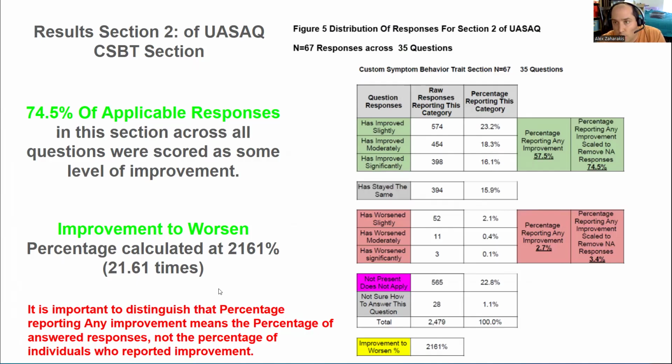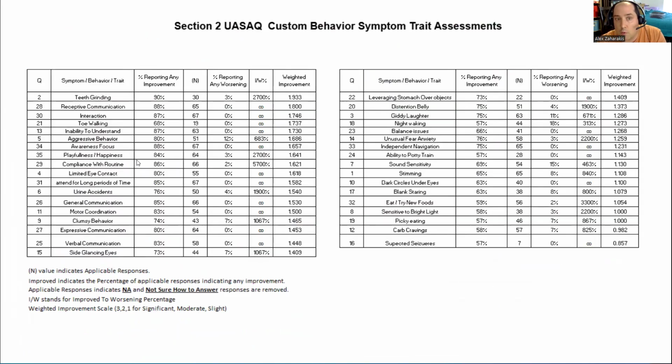This is a 35 question section. Same kind of idea. We have weighted this based on the improvement to the worsening. We set up a scale, 3, 2, 1: 3 for significant improvement, 2 for moderate improvement, 1 for slight improvement, and then weighted the responses. So this is sorted from the top down, from the most significant improvement to the least significant improvement. And then we have some other metrics here as well.